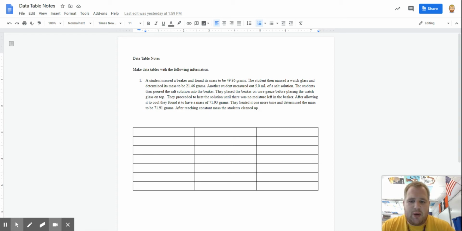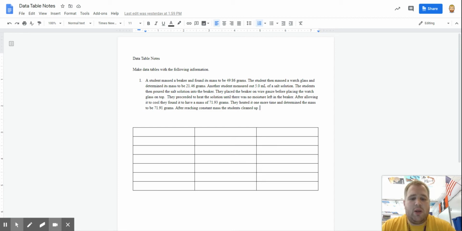So a student massed a beaker and found its mass to be 49.86 grams. The student then massed a watch glass and determined its mass to be 21.46 grams. Another student measured out 5.0 milliliters of a salt solution. The students then poured the salt solution into the beaker. They placed the beaker on wire gauze before placing a watch glass on top. They proceeded to heat the solution until there was no moisture left in the beaker. After allowing it to cool, they found it to have a mass of 71.93 grams.